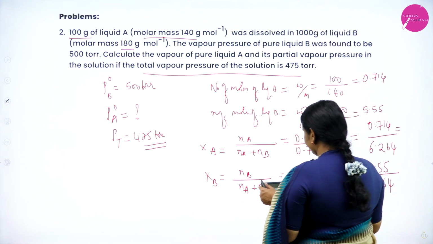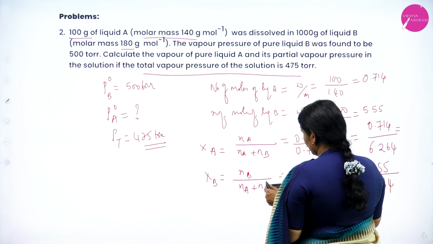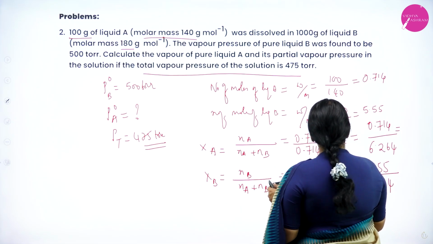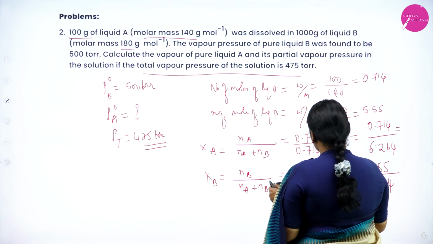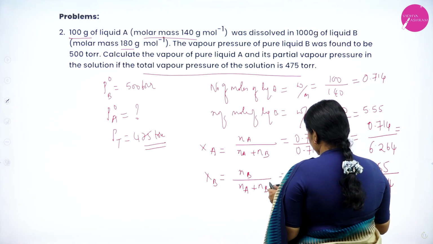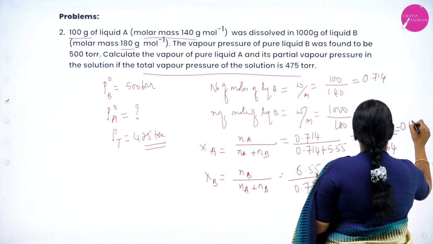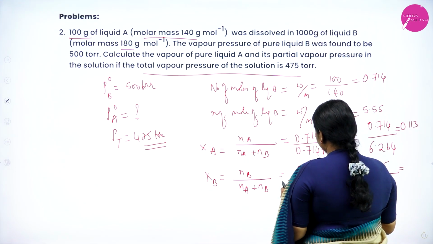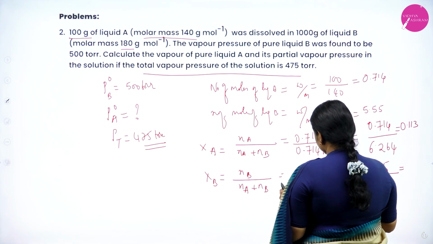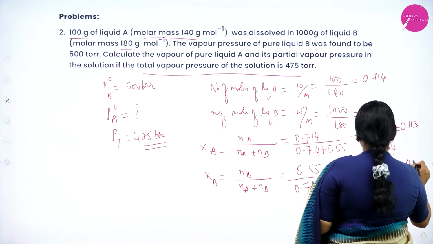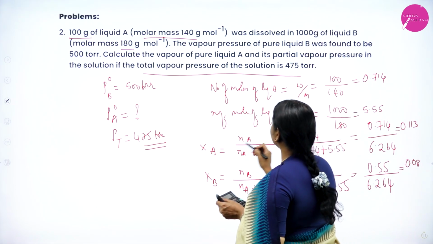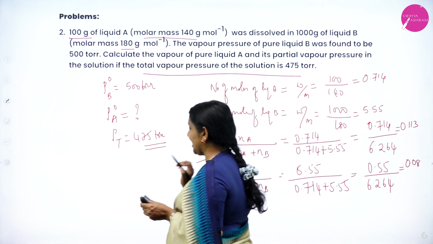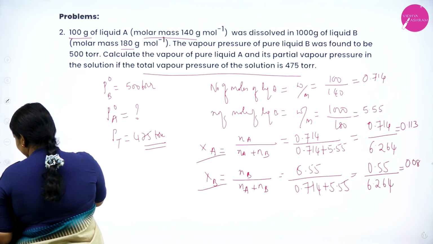So therefore, the answer: 0.714 divided by 6.264 is equal to 0.113, as well as 5.55 divided by 6.264 is equal to 0.88. This is how I have taken the mole fraction of A and B. Mole fraction of what? A and B.